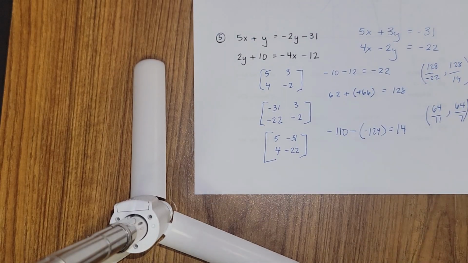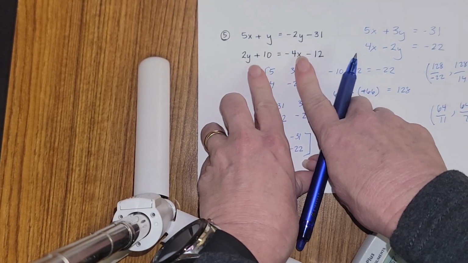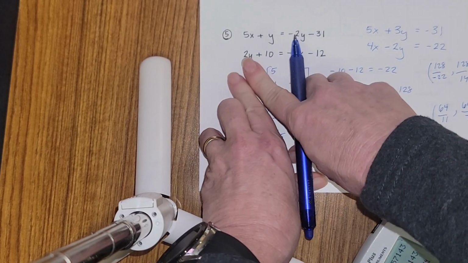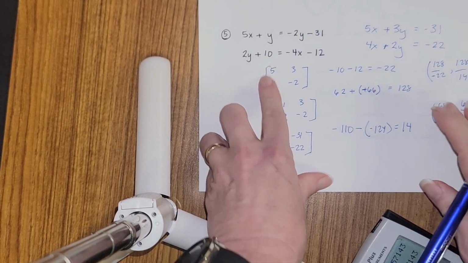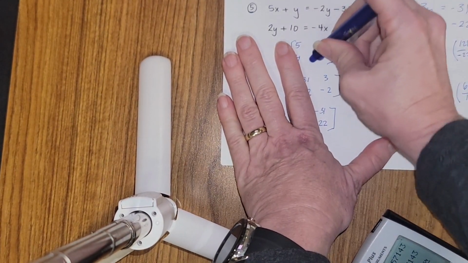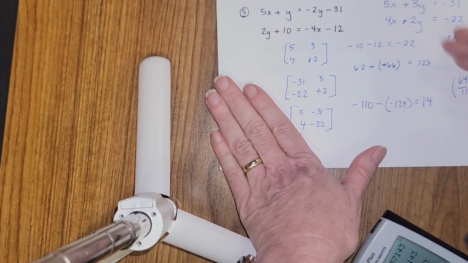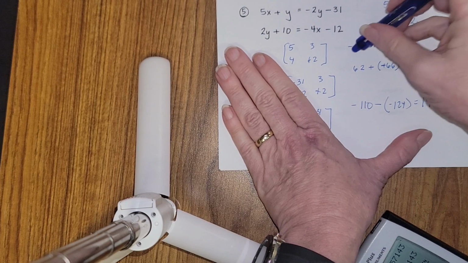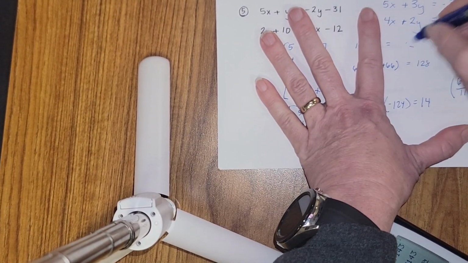Let me check and make sure my math is right. If I move my 2y, my 4x over minus, oh, it's plus 2y. Well, that explains that. That's going to change everything. Okay, so that's going to make this positive 10 minus 12, so that's negative 2.